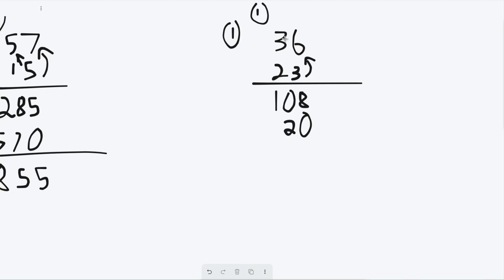2 times 3, 6, plus 1 equals 7. And then that's it. We add them up. 8, 2, 8. 828.